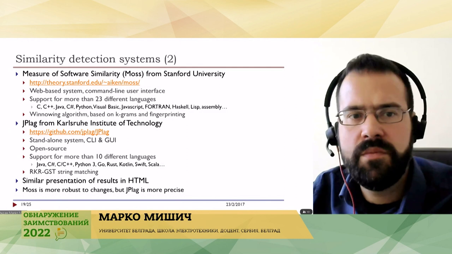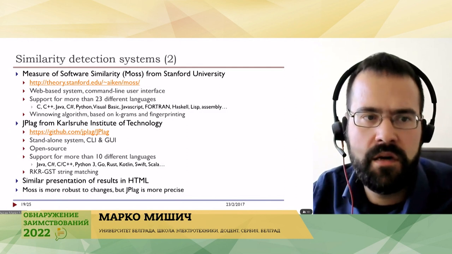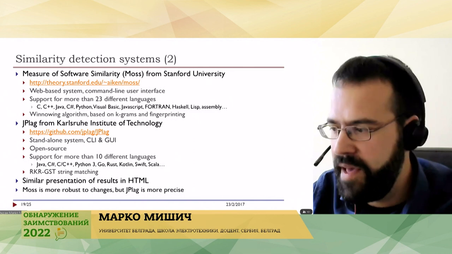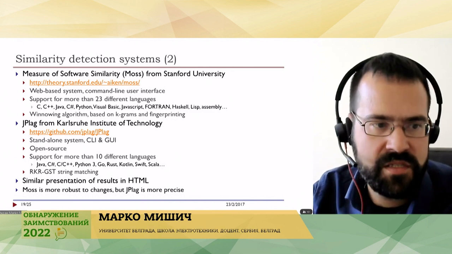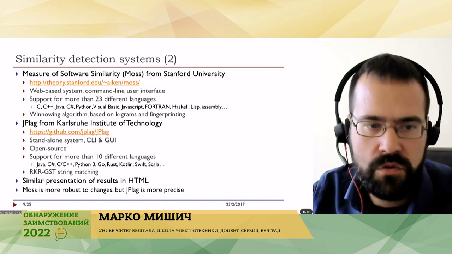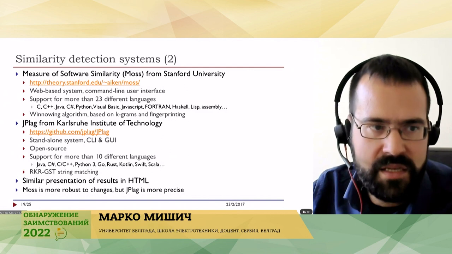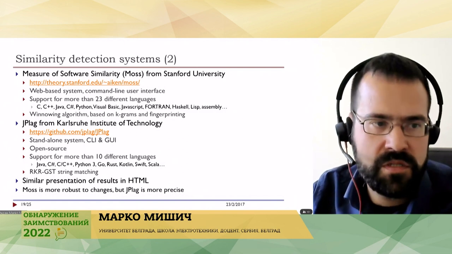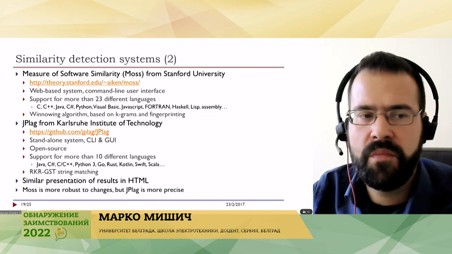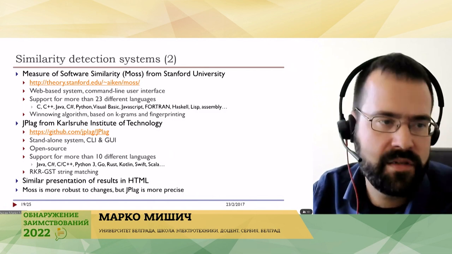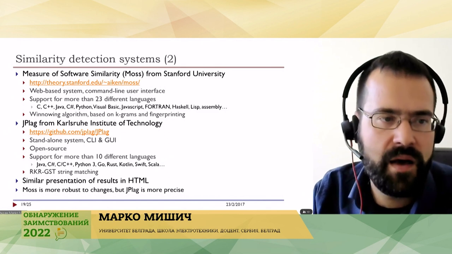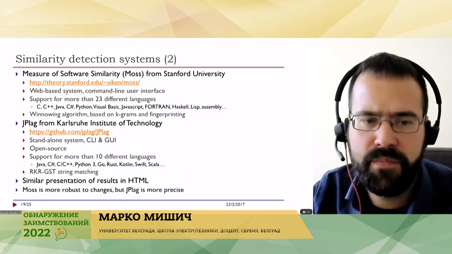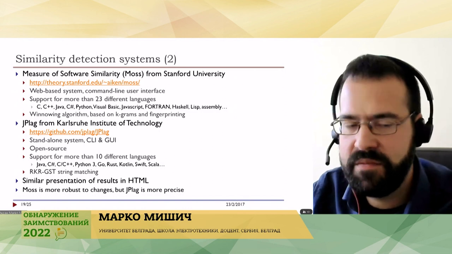There are two source code similarity detection systems that are widely used. Both came from academia. One is Measure of Software Similarity, or MOSS, which comes from Stanford University, while the other is JPlag from Karlsruhe Institute of Technology. MOSS is a web-based system built around command line scripts and a command line interface. It supports more than 23 different programming languages. You can see some very popular ones, such as C++, Java, C#, Python. And it uses the winnowing algorithm based on k-grams and a fingerprinting technique to find plagiarized parts.